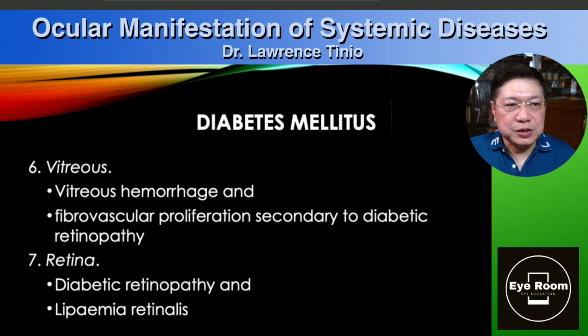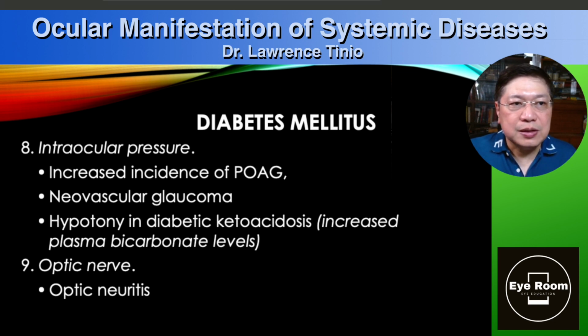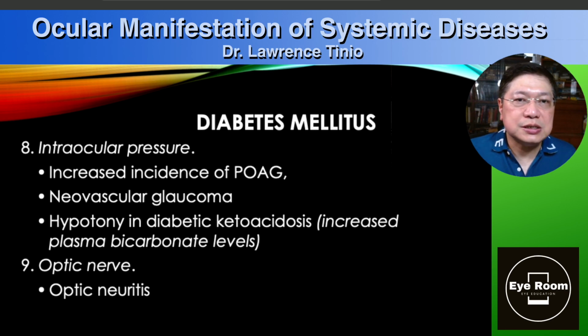Now, in your vitreous, you may see bleeding or fibrovascular proliferation secondary to diabetic retinopathy. And your retina, the one that is usually scanned or checked when you have diabetes, will have either diabetic retinopathy or lipemia retinalis. Now, that doesn't end there, because your pressure could also increase because of diabetes mellitus, and there is an increased incidence of primary open-angle glaucoma in patients with diabetes.